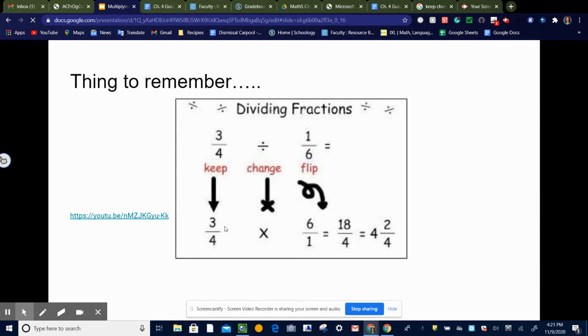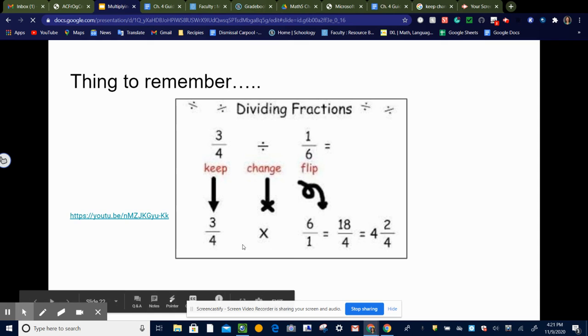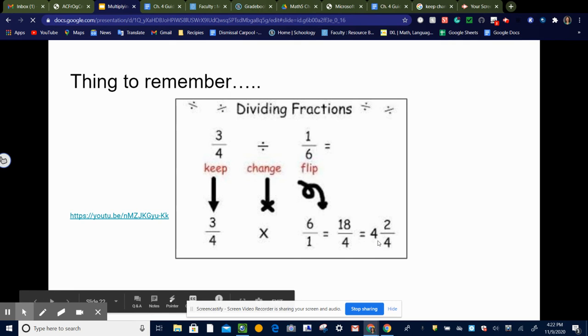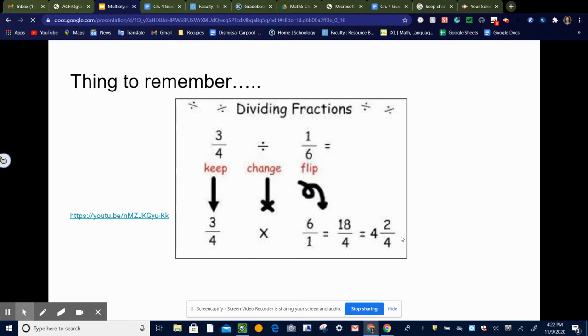So in this case, we would say 3/4 times 6/1 because we flipped that fraction. And then we just solve it like a multiplication problem. So we say 3 times 6 is 18, and 4 times 1 is 4, which can be reduced to 4 2/4, which of course can be then further reduced to 4 1/2. So in the next video, we're going to look at some examples and work some together.